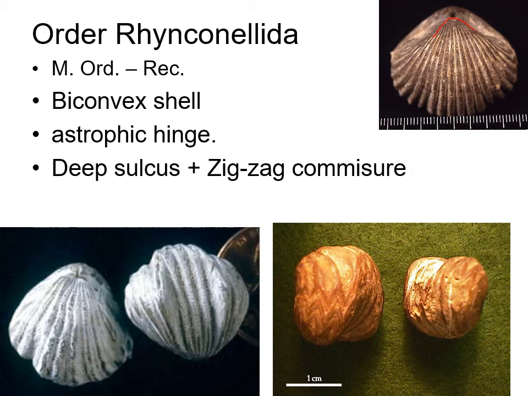The commissure is how the two valves fit together. So in this case, the zigzag commissure looks like this. So that's the line upon which the two valves are enclosed. So when they open up the valves, it almost looks like they have teeth. But again, remember, they're not biting at anything. They're opening their valves to extend out a filter feeding structure. They also have a very, very small foramen because their pedicle is very, very tiny.